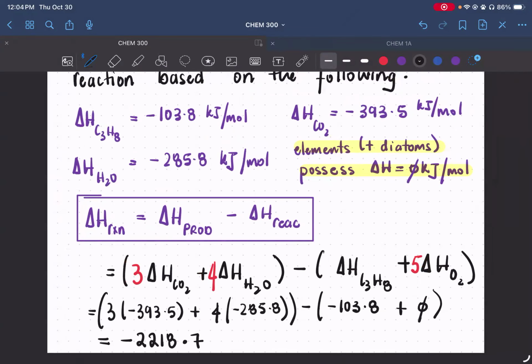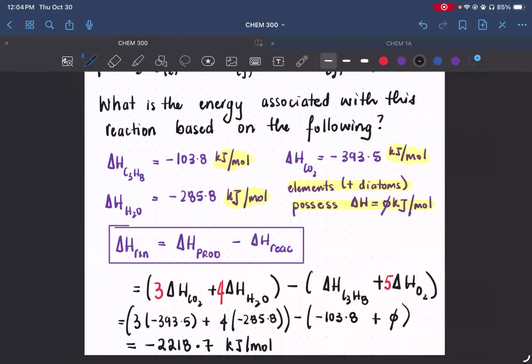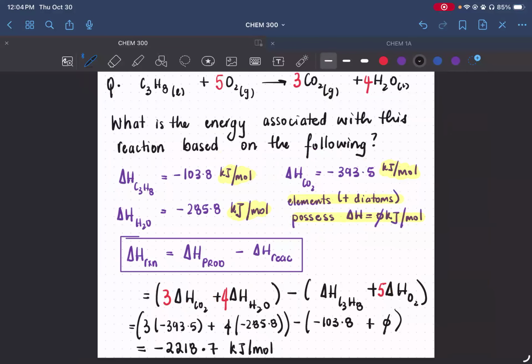Do we know what the units are? Yes, we do. I've given you the units of the individual energies, and they've just been adding and subtracting from each other. So that's how we know the units overall are kilojoules per mole. This is the energy associated with the reaction. In other words, the combustion of C3H8 has a negative 2,200 energy associated with it.